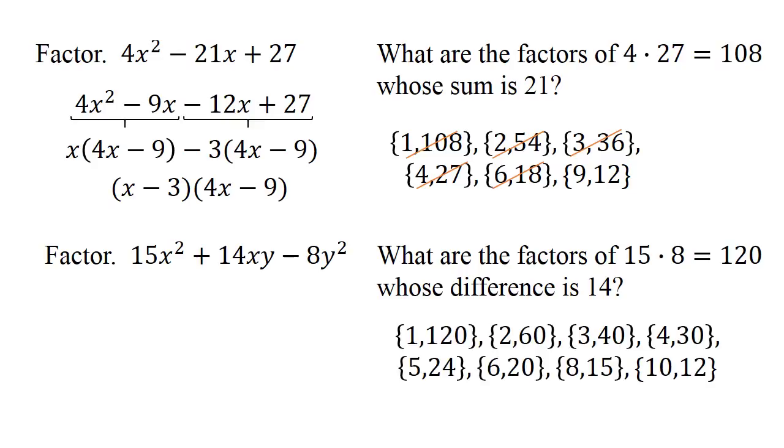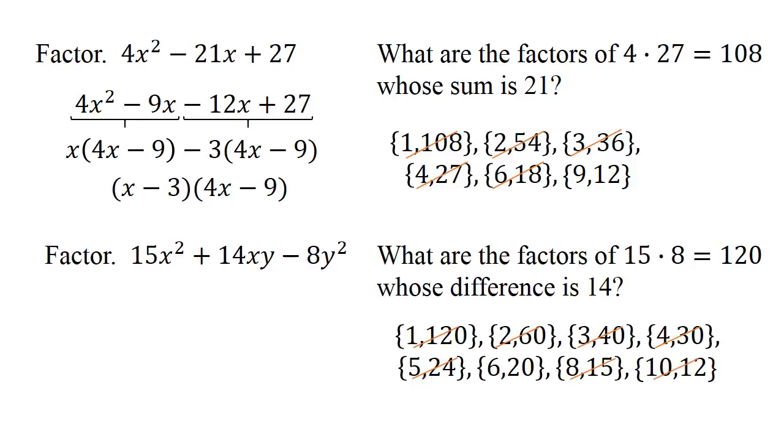So we go through all the factors of 120, and we're looking for ones that if you subtract them, you get 14. So 1 and 120, those are different by 119. 2 and 60 are different by 58. 3 and 40, 37. 4 and 30 are different by 26. 5 and 24 are different by 19. 6 and 20 are different by 14. 8 and 15 are different by 7. 10 and 12 are different by 2.